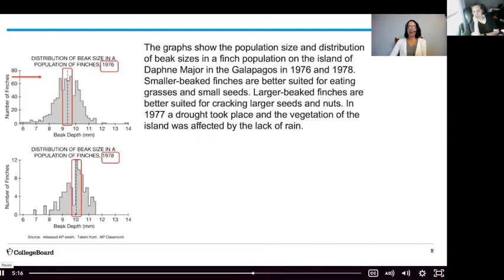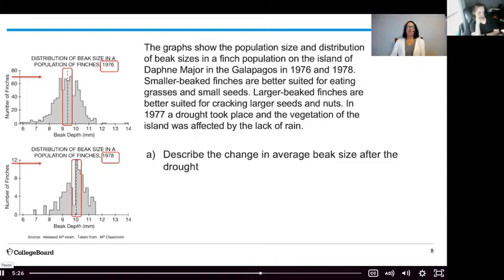Notice how the average beak size increased a little bit. It went up to a beak depth of about 10 millimeters, but my population decreased dramatically. So first of all, let's see if we can describe the change in average beak size after the drought. She pointed out something that's really important, right? Read both axes first, and notice what we are looking at on the y-axis and what we are looking at on the x-axis. So she talked about beak depth, but also notice the scale changes here from 0 to 80 to 0 to 12. So we have massive death, okay?